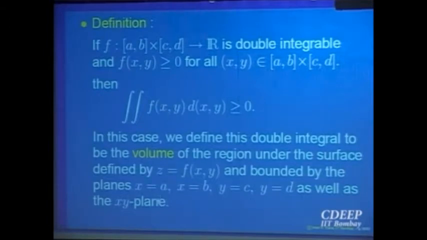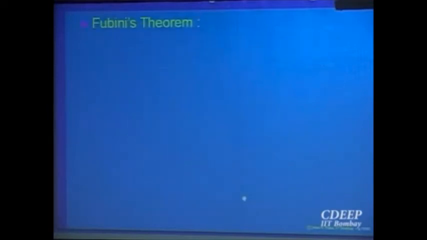bounded by the planes x equal to a, x equal to b, and the planes y equal to c and y equal to d, so that parallelepiped kind of thing. The top is the surface. So now we can say this integral is the volume of that thing, right? Because that is how we sort of started.